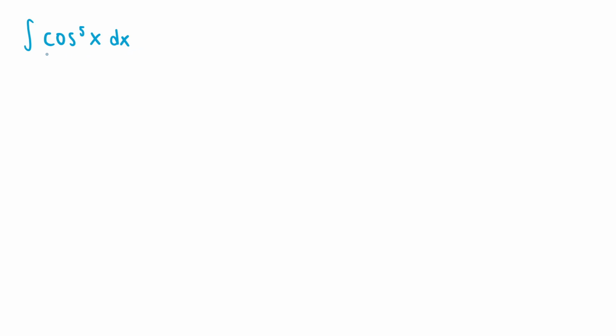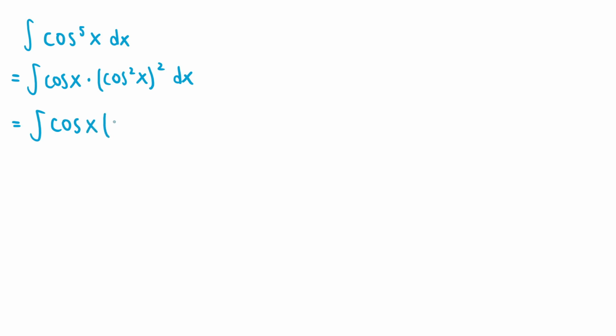The exponent in cosine fifth of x is odd, since 5 is odd, which means we can easily rewrite the expression in the form I just mentioned. If we rewrite this as cosine of x times cosine squared of x all squared, we can use the identity cosine squared of x equals 1 minus sine squared of x to rewrite the integrand as cosine x times 1 minus sine squared of x all squared.